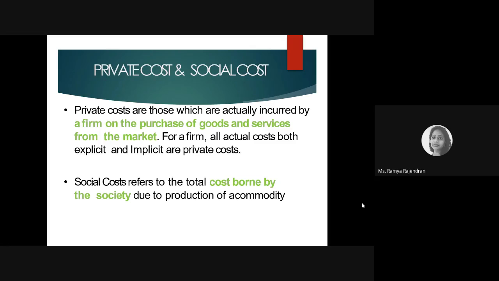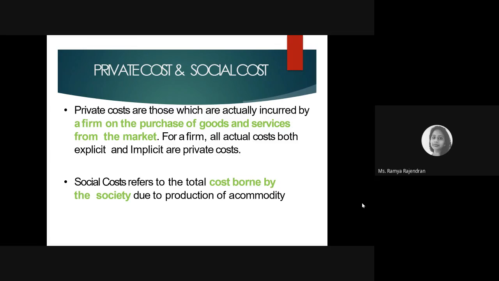Okay, next type is private cost and social cost. Private cost is a cost which is incurred by a firm on the purchase of goods and services from the market. It consists of both explicit and implicit costs, whereas social cost refers to the cost which the society has borne.